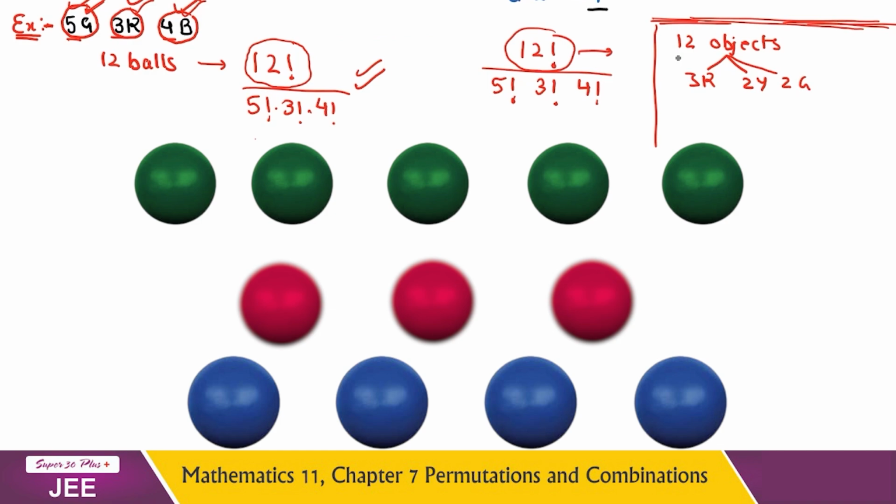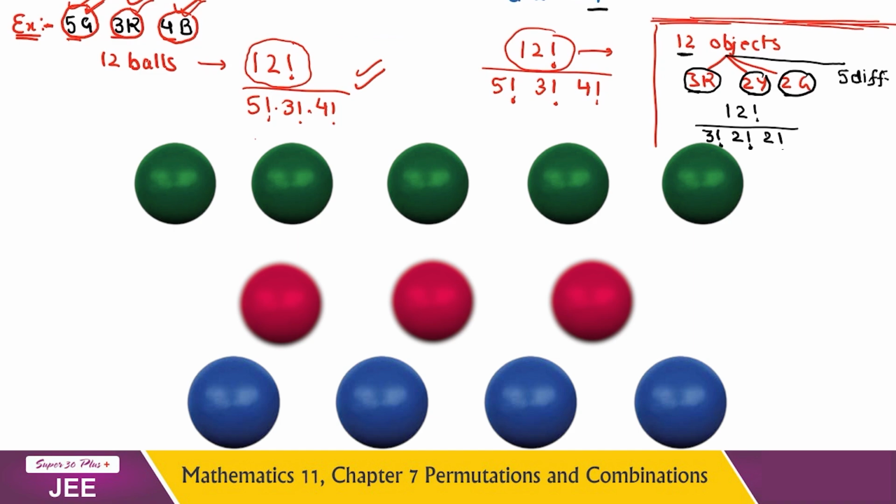So see, we have total 12 balls, out of which 3 red are of same kind, 2 yellow are of same kind, and 2 green are also of same kind. So this adds up to give us 3 plus 2 plus 2, 7. So remaining balls are 5, and these 5 are going to be different. Alright, so the total number of arrangements or permutations of these objects is going to be 12 factorial divided by 3 factorial, 2 factorial, and again 2 factorial.